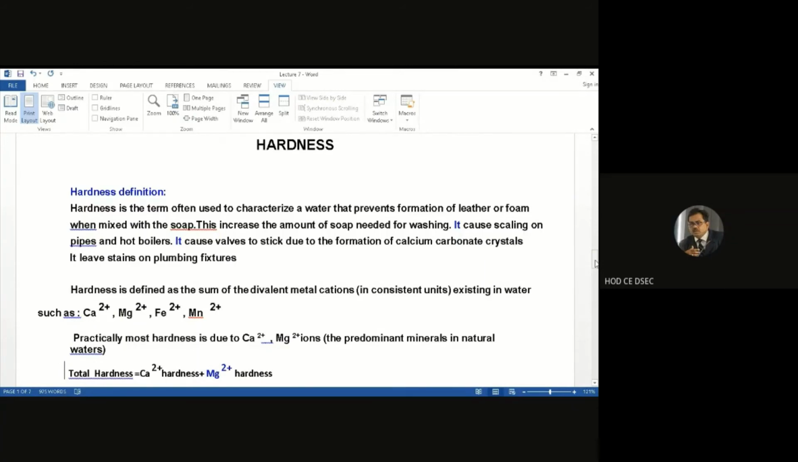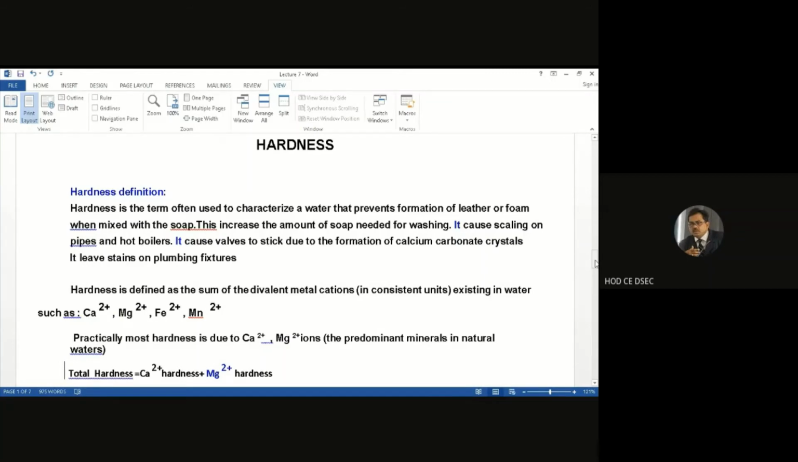If we see that the lather or foam is not formed easily, then we must conclude that this water is hard. So this increases the amount of soap needed for washing. The harder the water, the more soap consumption there will be, and the amount of soap used will increase.